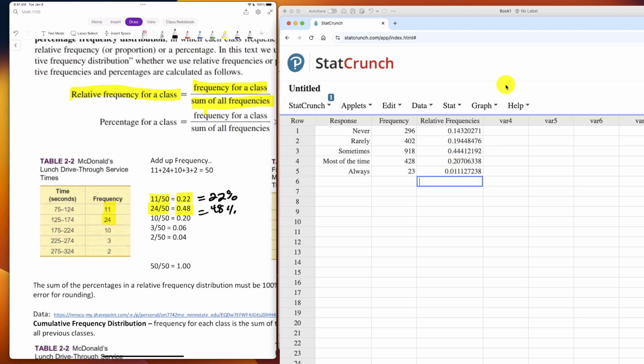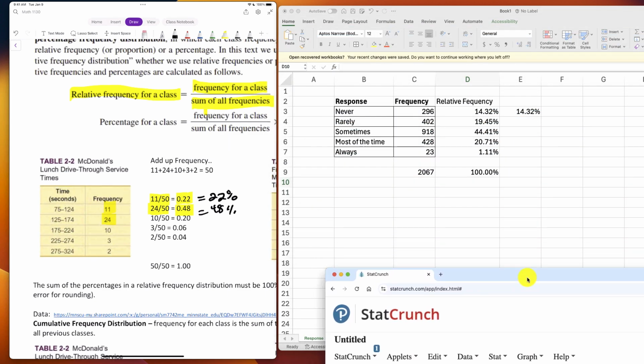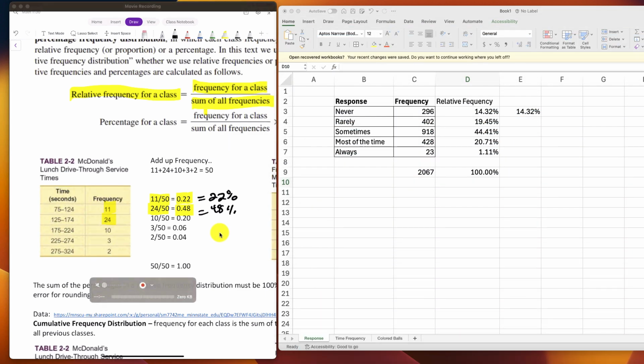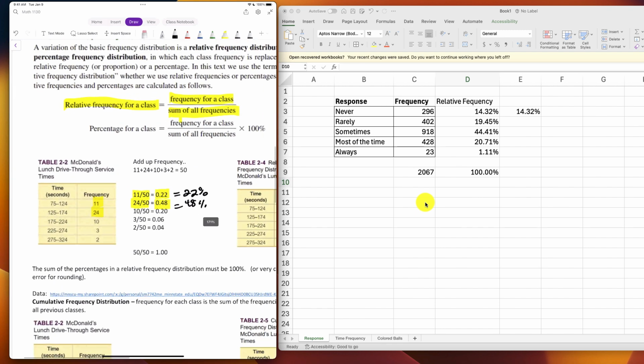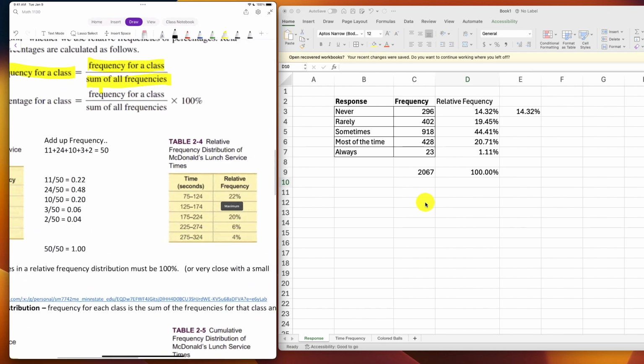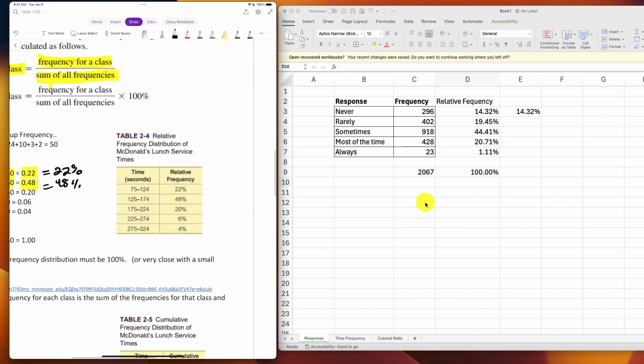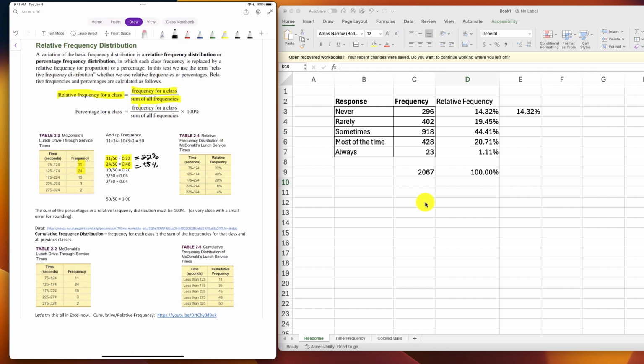44.41%, and put the answers into the MyMathLab. So that's how you can use this to help you compute relative frequencies. Otherwise, you can use the calculator. It just takes a little bit longer. Let's go back over here now. You can see that once it's all done, this would be called the relative frequency. It's in percents, right? And they all add up to 100.